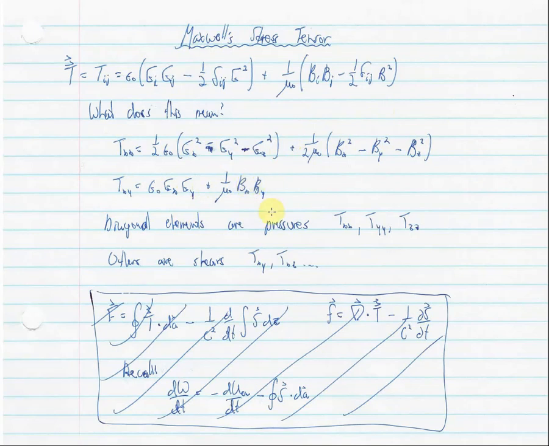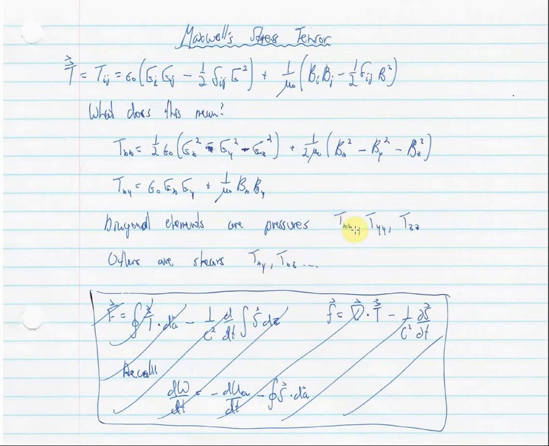So if you think about what's going on in the diagonal elements, it's x's acting on x's, y's acting on y's, and z acting on z's. And so this is like a pressure. T_xx is like x acting on x, and so that's like a pressure. Whereas the off-diagonal elements are called shears. So it's like x acting on y. So you push on y and something happens, or you push in x and something happens in y.